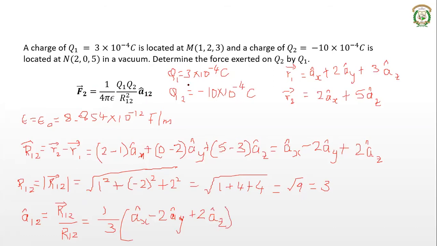Okay, so we will take Q1 is 3 into 10 raised to minus 4, Q2 is minus 10 into 10 raised to minus 4, epsilon is epsilon naught 8.854 into 10 raised to minus 12. Then R12 is 3. Okay, A12 is this 1 by 3 into AX minus 2AY plus 2AZ. So if you substitute, we shall do that in the next step.